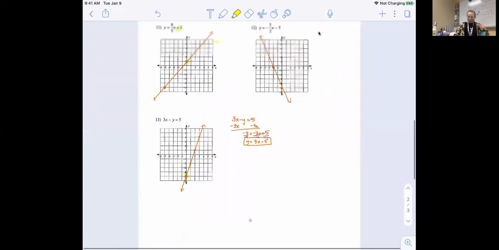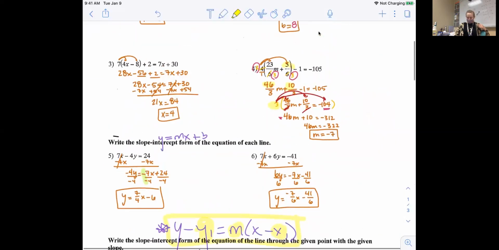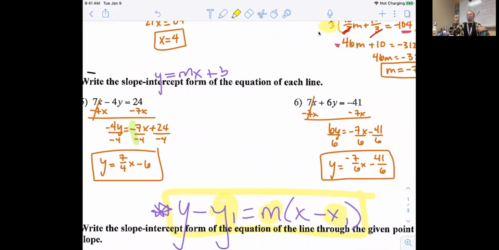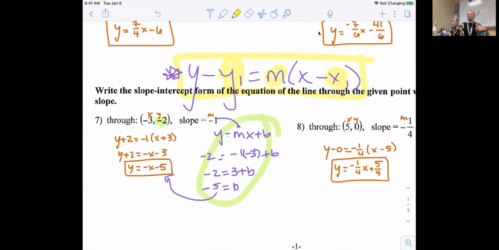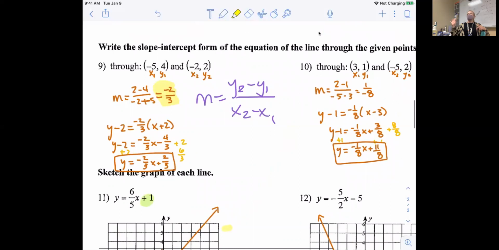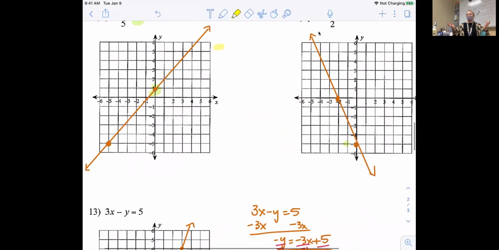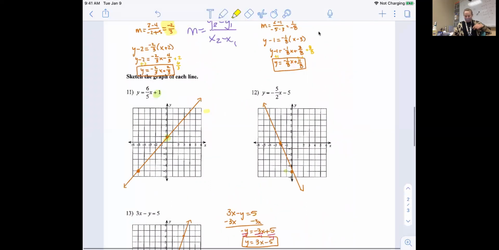Okay, awesome. What about the slope ones, like number 5 and 6, where you had to just get it into slope-intercept form? How do we feel? Same scale. Okay. What about the ones below that when I give you a point and a slope? Okay. What about when I gave you 2 points and made you find the slope? Okay, awesome. And then what about graphing? How do we feel about graphing? Okay, great. That gives me an idea.